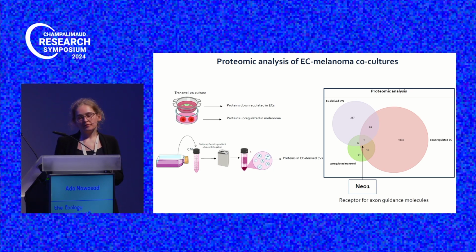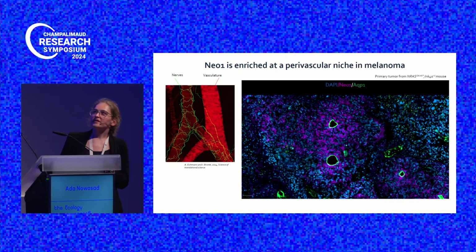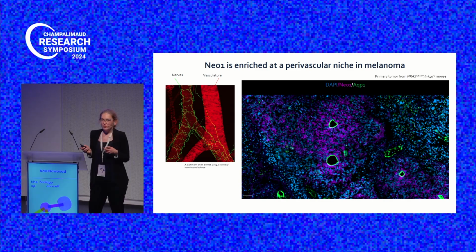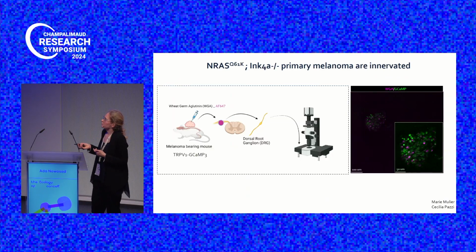in melanoma innervation. And it's well known that nerves and vasculature are interconnected, not only in the tumor, but also in healthy tissue. And this is also supported by our observation that neogenin is mostly enriched around blood vessels at the perivascular niche. So we decided to check if our melanoma tumors are innervated.